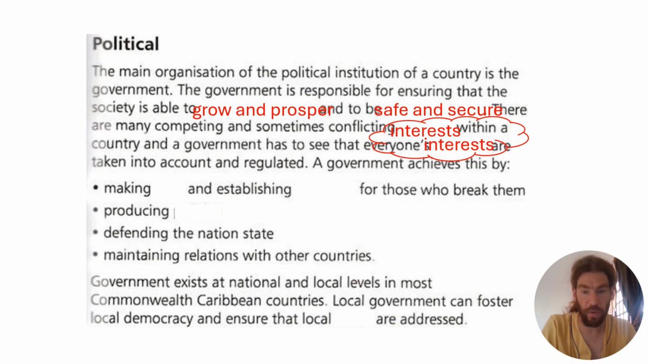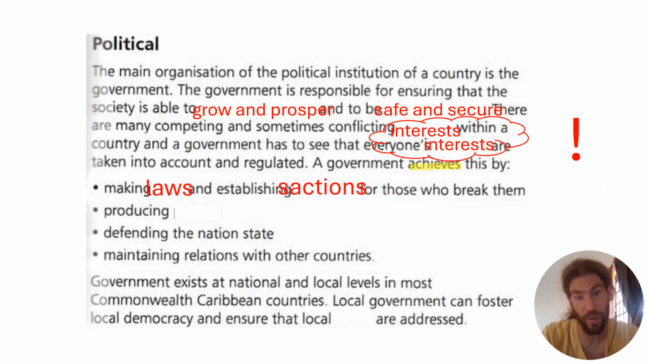How does a government achieve this? Yeah? By making laws and establishing sanctions, so repercussions, consequences, punishments, or other consequences for those who break them. Producing policies.